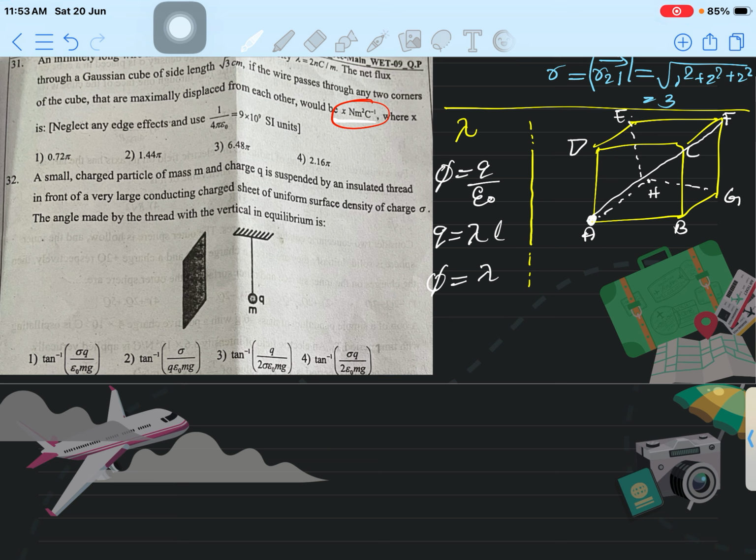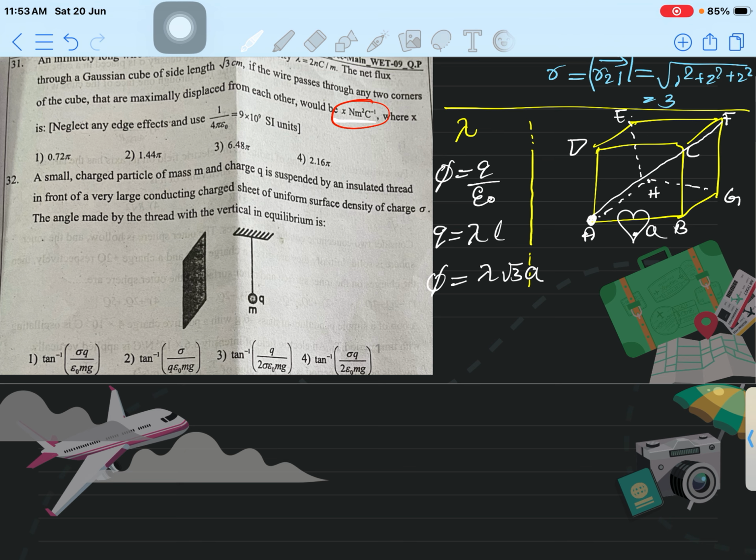Cube diagonal length will be root 3 a. For example, what is a? a is the side length of a cube. What is the diagonal length when the cube side is a? Root 3 a. Okay, now.